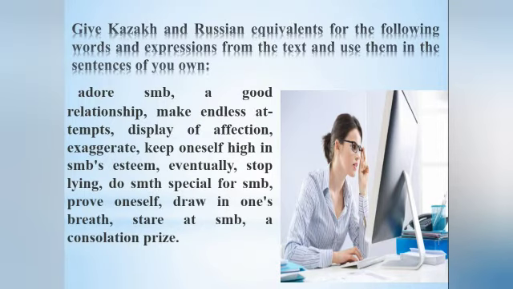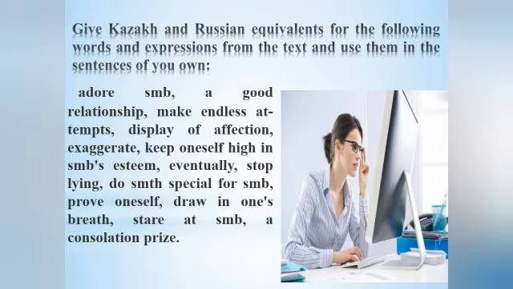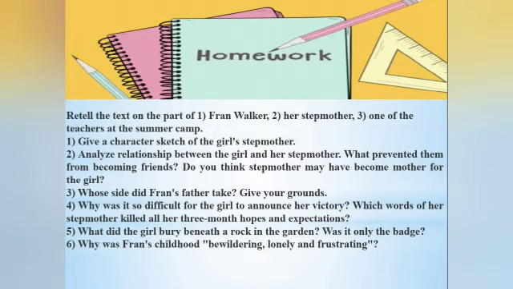Give Kazakh and Russian equivalents for the following words and expressions from the text and use them in sentences of your own: adore somebody, a good relationship, make endless attempts, display of affection, exaggerate, keep oneself high in somebody's esteem, eventually, stop lying, do something special for somebody, prove oneself, draw in one's breath, stare at somebody, a consolation prize. You worked very hard today, and now it's time for your homework.